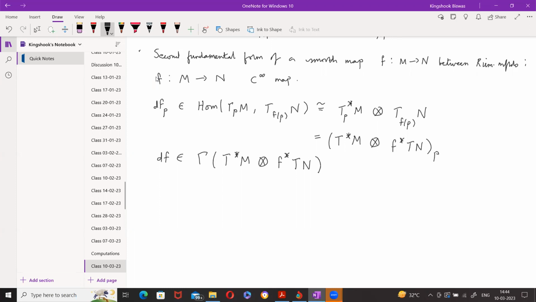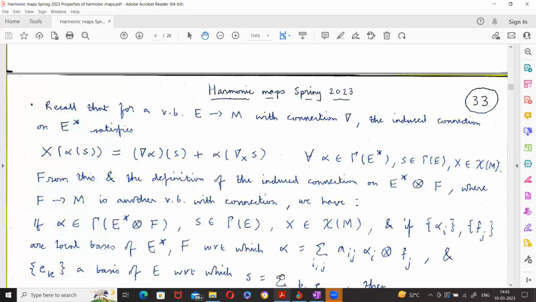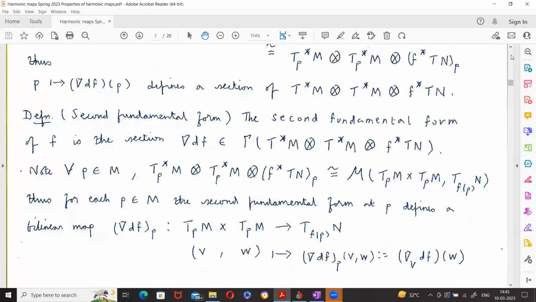Okay. Now, what about the connection on F star of TN? Well, on TN, the tangent bundle of N, I have the Levi-Civita connection of N, right? So what I want is a connection on the pullback of this bundle. That, in fact, always exists, I mean, a natural compatible connection. That is what's called the pullback connection. So let me just talk about the pullback connection.